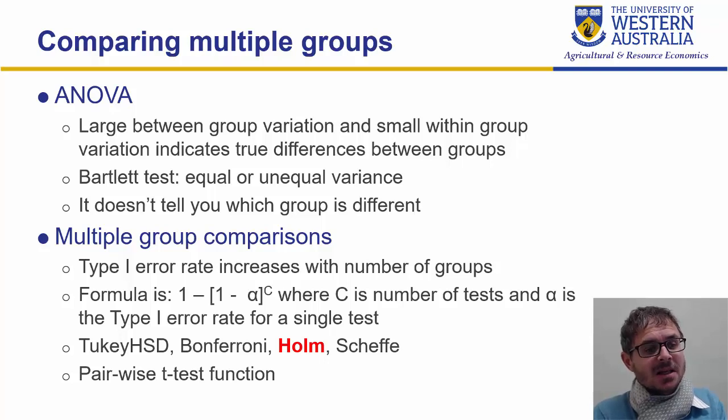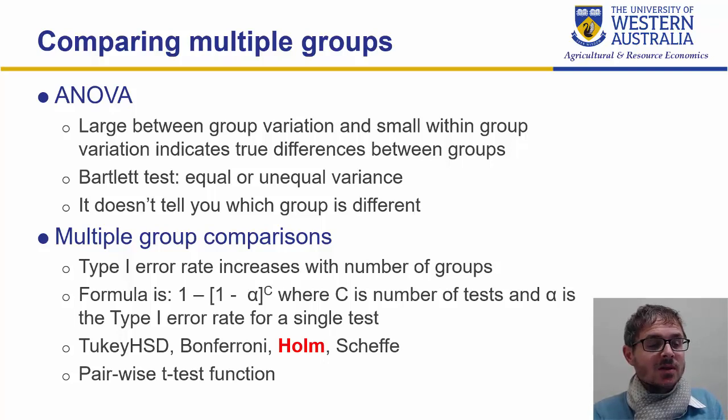We need to have a Bartlett test to identify whether the variance is equal or unequal. We need to know that because the ANOVA test formula is different. We've got our multiple group comparison. So our ANOVA test is only going to tell us there is at least one difference. It's not going to tell us where that difference is.